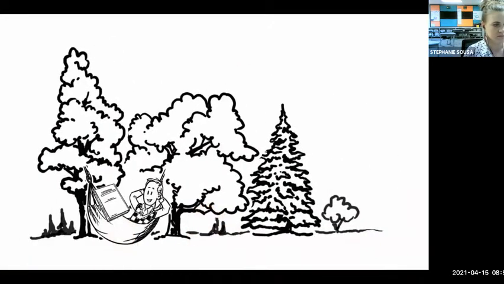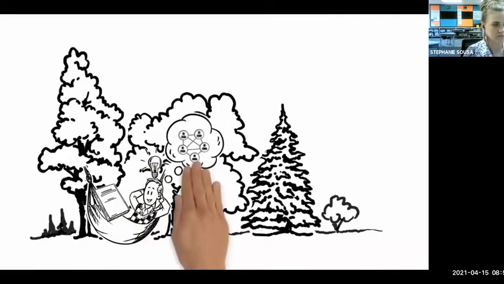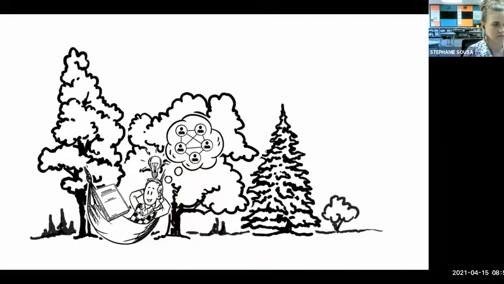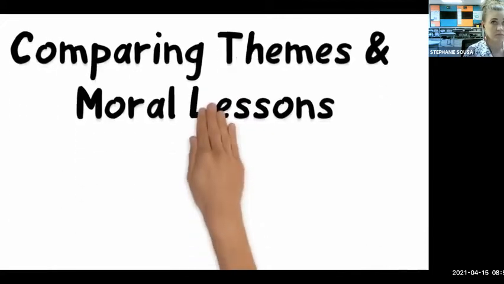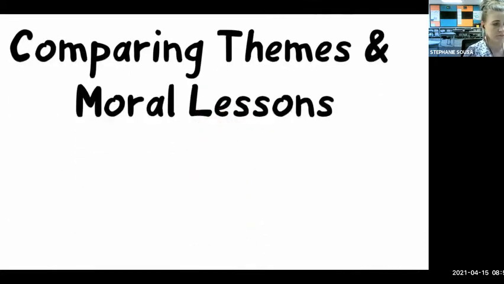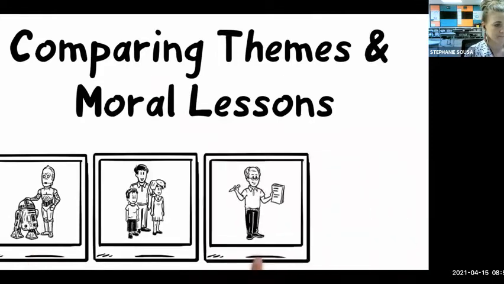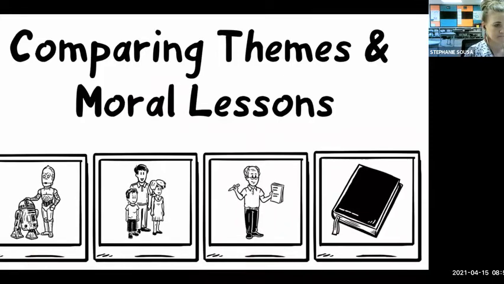Identifying the theme requires the reader to make inferences and draw conclusions while reading. The reader may also make connections to their own lives or other pieces of literary fiction. In order to compare the themes or morals of fiction texts, the reader must consider the characters, perspective, author's purpose, genre, and other elements of fiction.